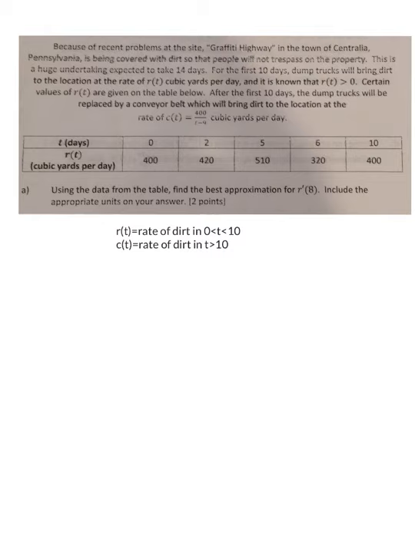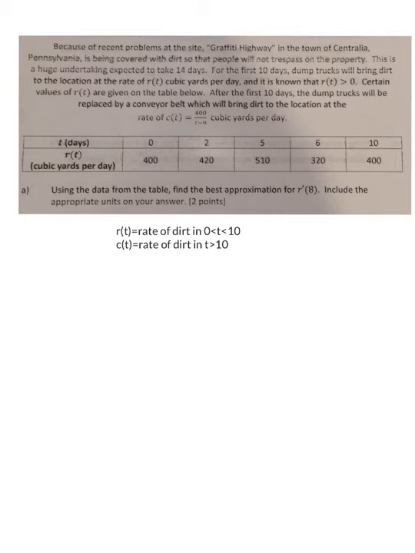So first, read the question through very carefully, and then you notice that I made two little notations down here. I just want you to recognize that R of t is the rate of dirt that comes in between 0 and 10, and then C of t is the rate of dirt that comes in after time 10, because from time 0 to time 10 they're using a truck, and then after that they're using a conveyor belt. So there is a slight difference there.